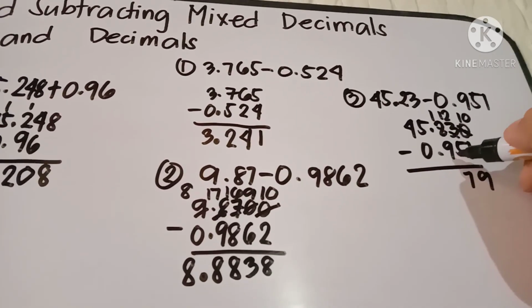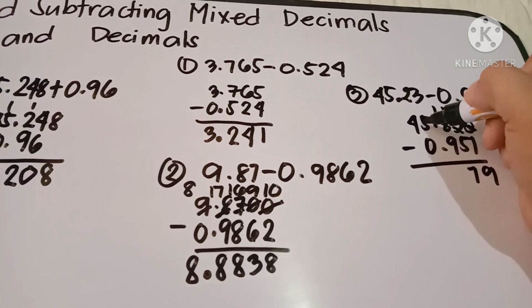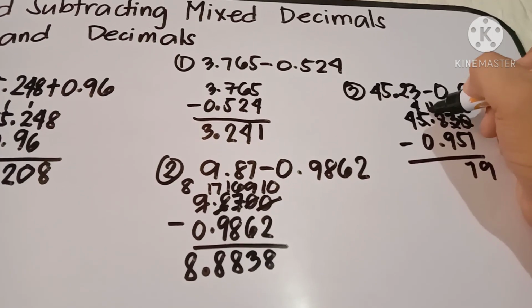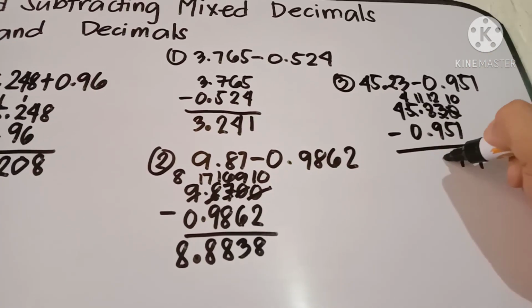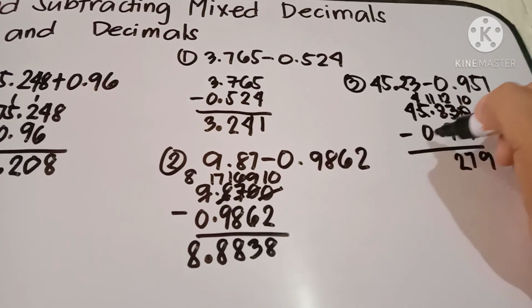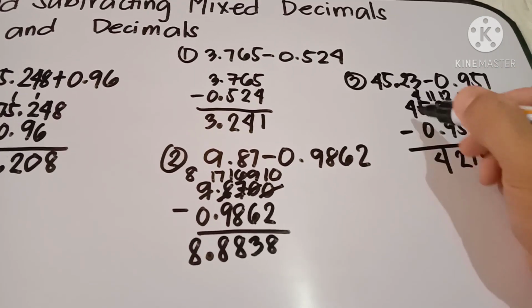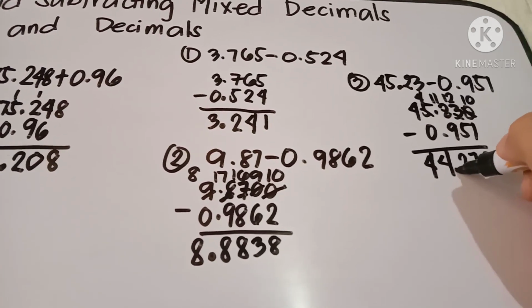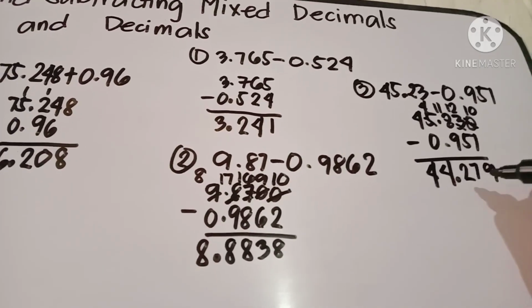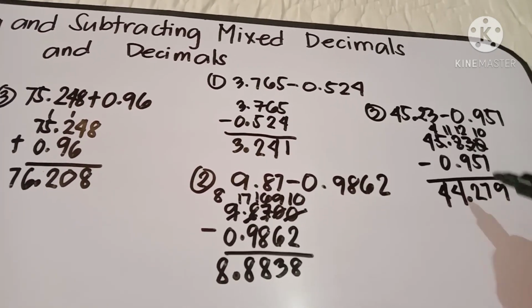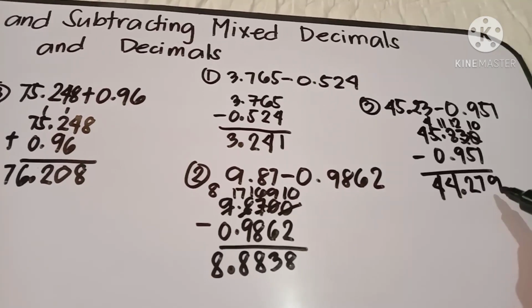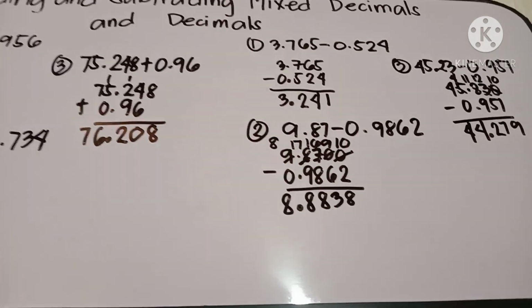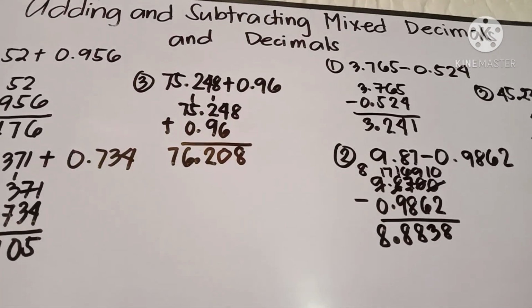1 minus 9 cannot be. We cannot subtract 9 from 1. So regroup tayo. 5 will become 4. And 1 plus 10, that is equal to 11. 11 minus 9, that is equal to 2. Then 4 minus 0, that is equal to 4. Then bring down 4. Okay, huwag kalimutan isulat or maglagay ng decimal point dito sa answer or sa difference. Okay, so the difference is 44 and 279 thousandths.